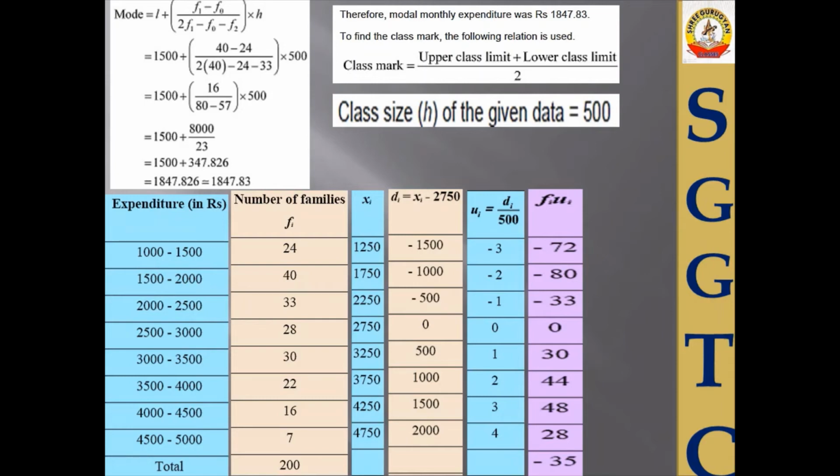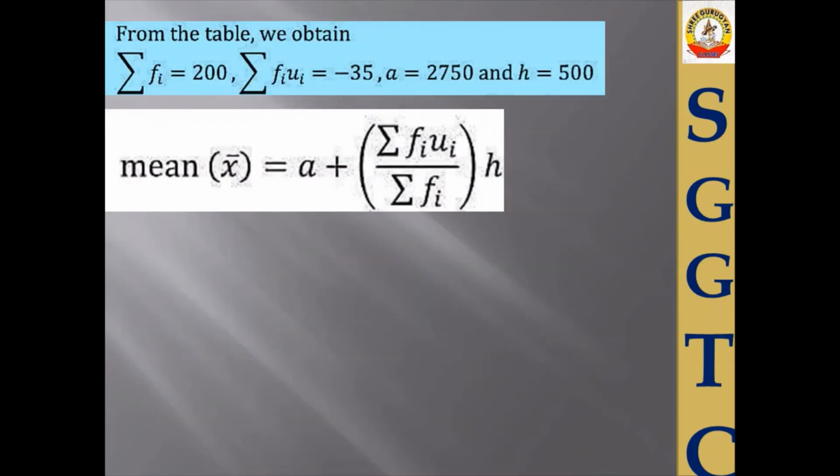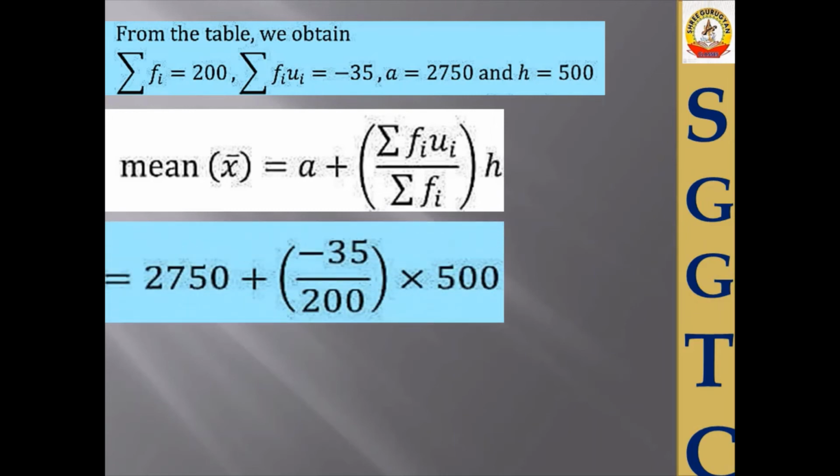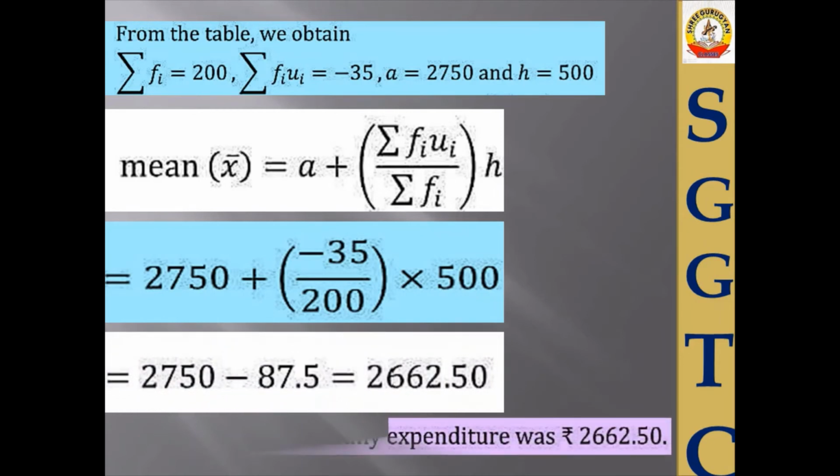Yes students, the mean formula, from the above table: sigma fi is 200, sigma fi ui is minus 35. Students, sigma means summation. Assume mean, I already assumed 2750, and the height is 500. So mean is equal to a plus sigma fi ui upon sigma fi into h. Put in the values and further calculate.